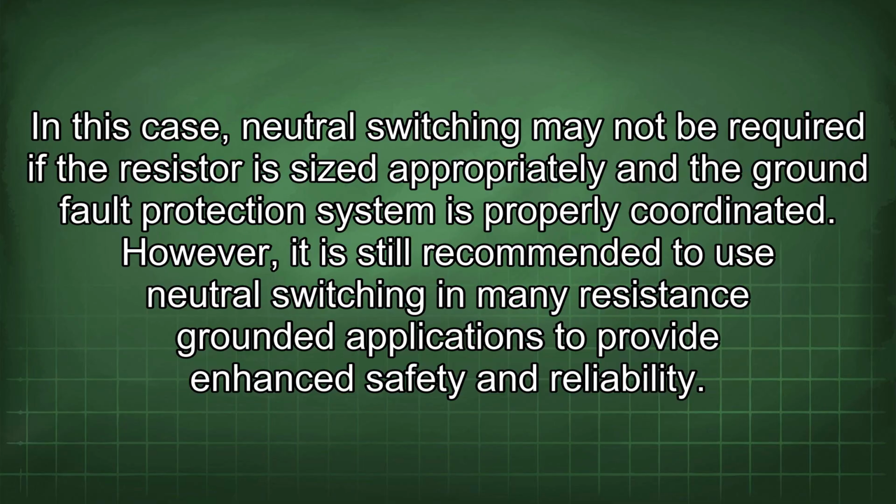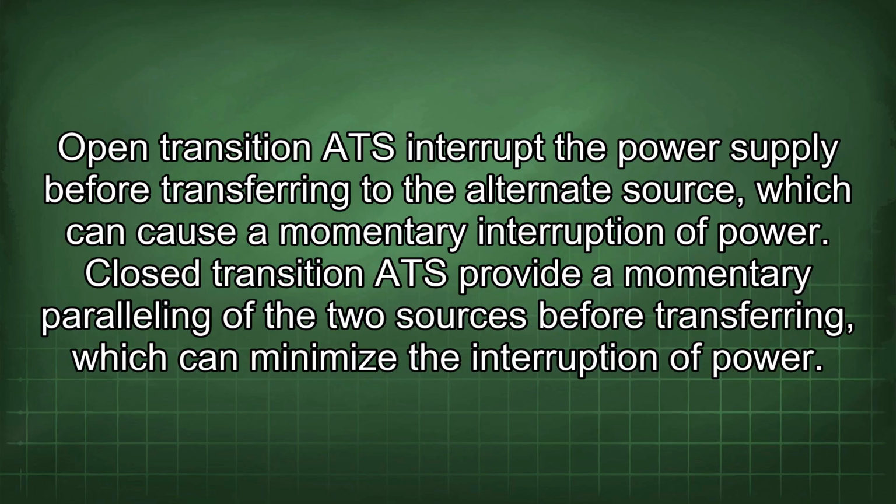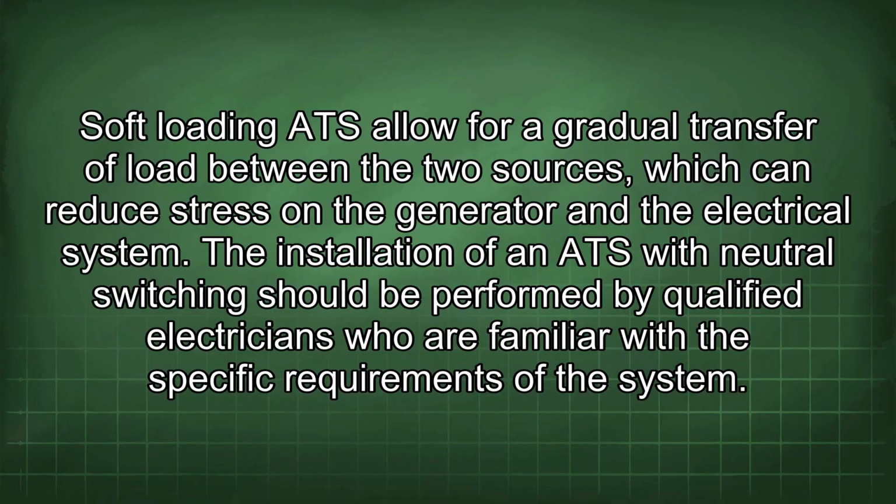safety and reliability. The selection of the appropriate ATS with neutral switching capabilities depends on several factors, including the size of the generator, the voltage and current ratings of the system, and the specific application requirements. ATS are available in various configurations, including open transition, closed transition, and soft loading. Open transition ATS interrupt the power supply before transferring to the alternate source, which can cause a momentary interruption of power. Closed transition ATS provide a momentary paralleling of the two sources before transferring, which can minimize the interruption of power. Soft loading ATS allow for a gradual transfer of load between the two sources, which can reduce stress on the generator and the electrical system.